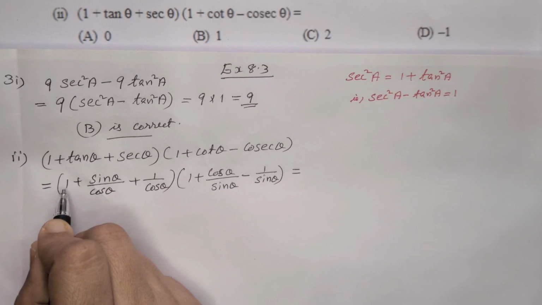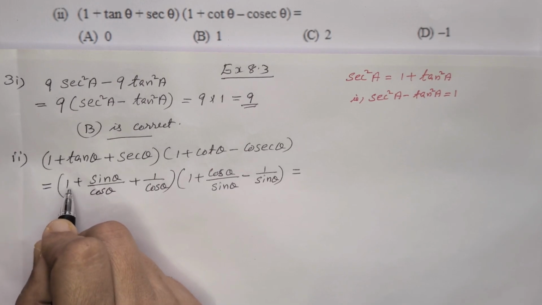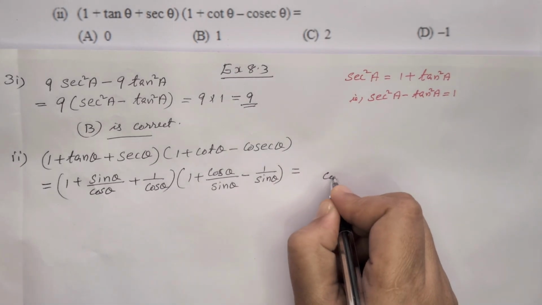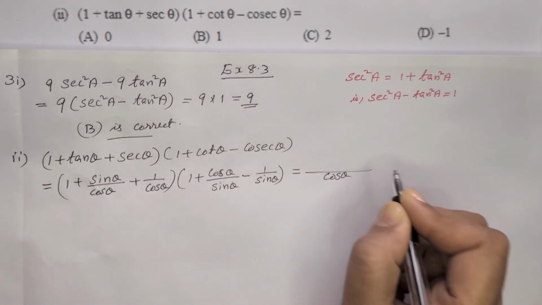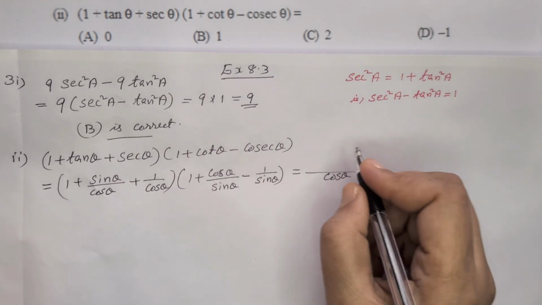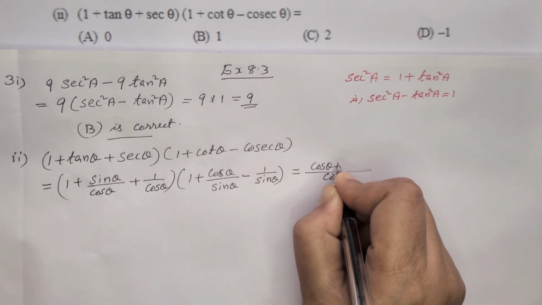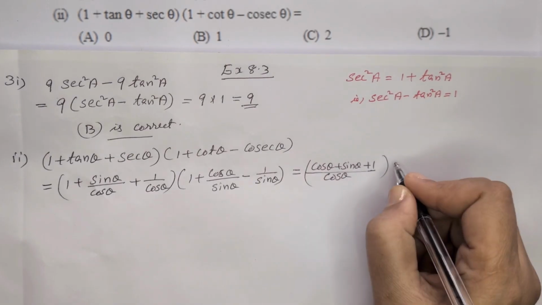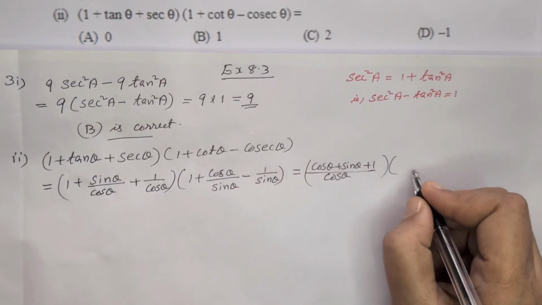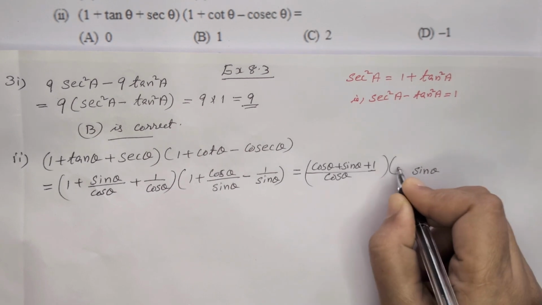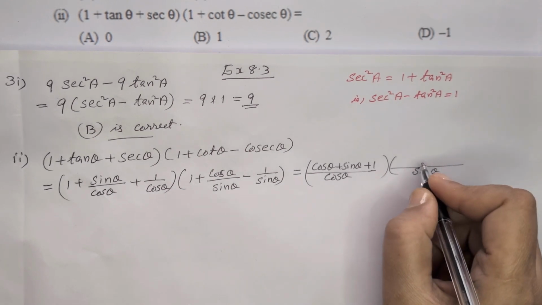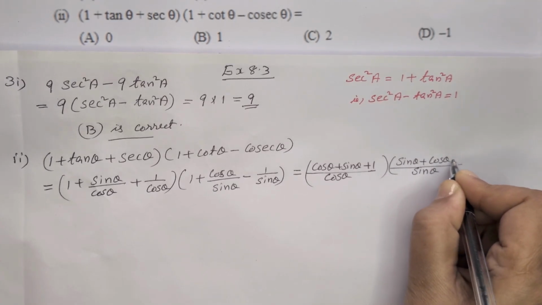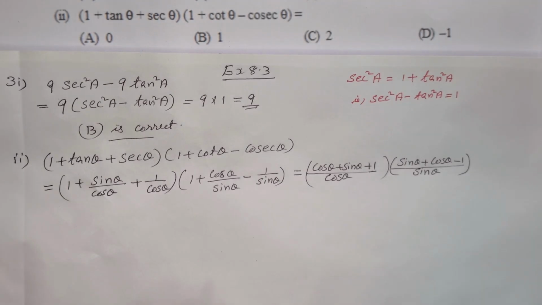In the first bracket we can take cos theta as the LCM. So 1 will come as cos theta by cos theta, multiplying by cos theta up and down to make the common denominator cos theta. So cos theta as the common denominator, and the numerator will come cos theta plus sin theta plus 1, that in the first bracket. Here in the same way, sin theta as the common denominator, and 1 will come as sin theta plus cos theta minus 1, the second bracket.